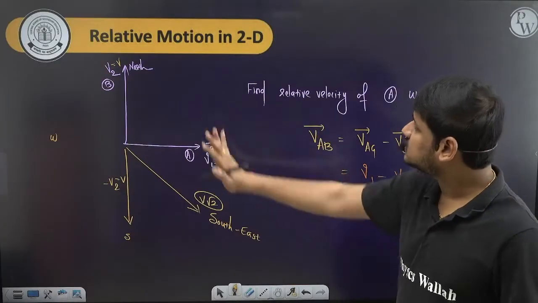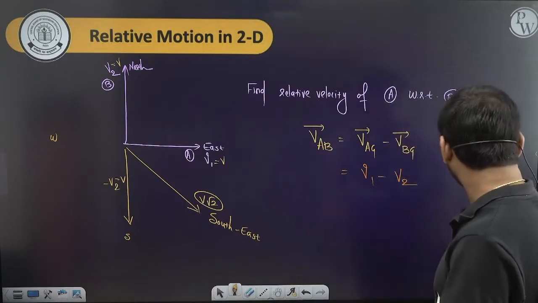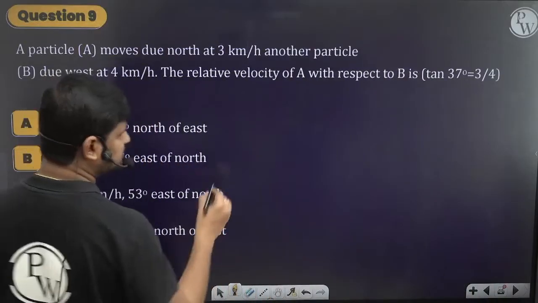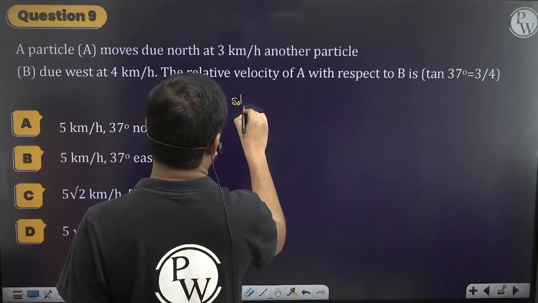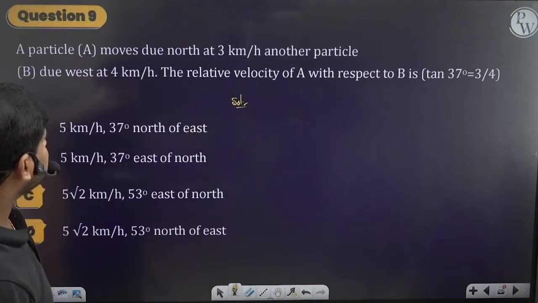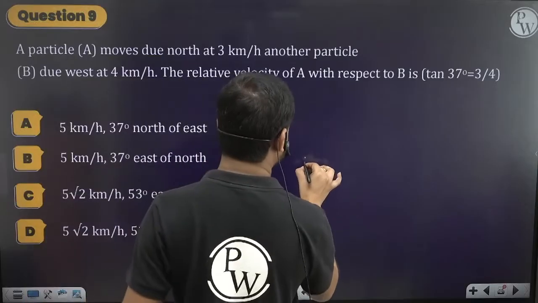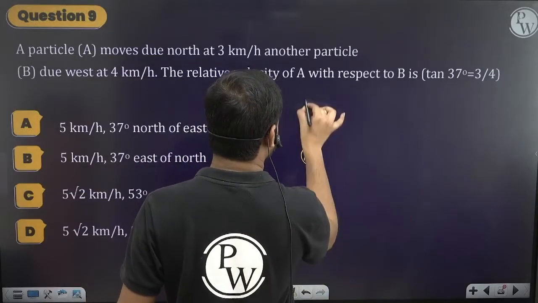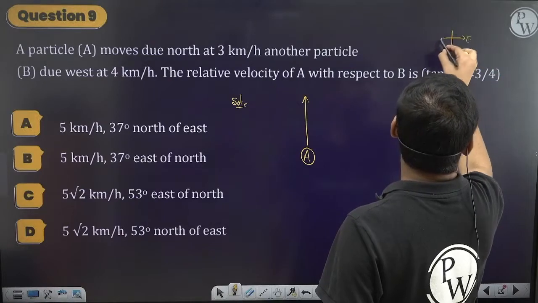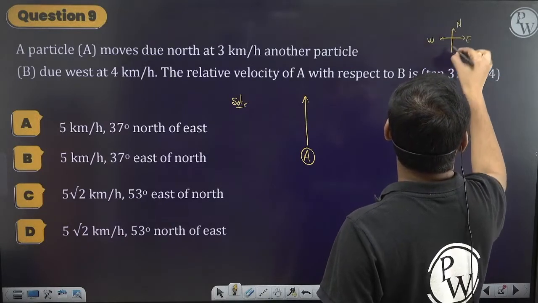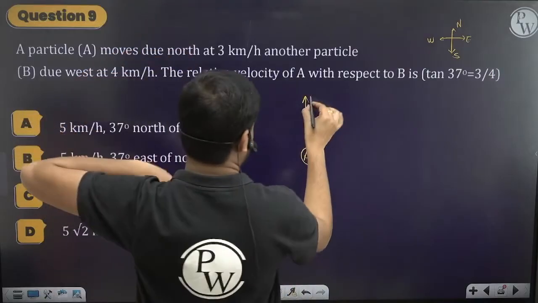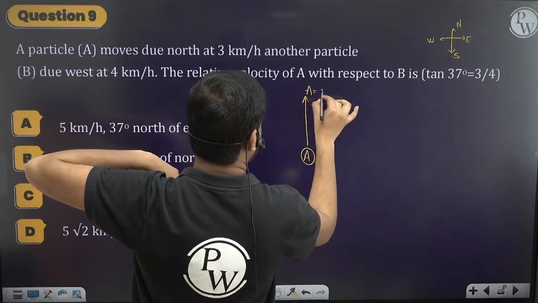So this is the 2D case. Let's take one question so that you'll understand even better. Let's consider this question, guys. What does the question say here? A particle A moves due north. Consider this is particle A, which moves due north, and this is the direction: east, west, north, south. So due north at 3 km per hour. So this is A with 3 km per hour.